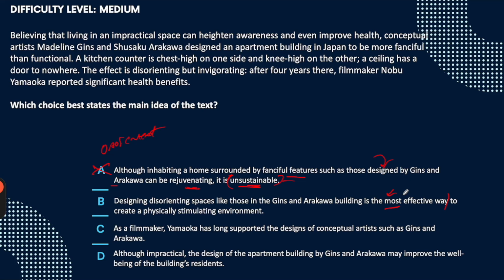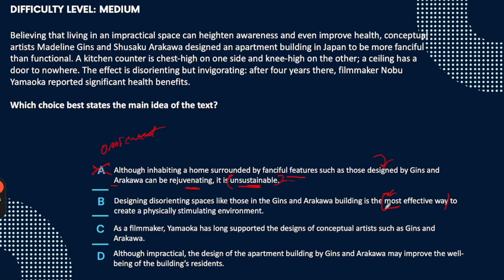Now, what is it saying? It's saying that this is the most effective way to create a physically stimulating environment. How do I know that this is the most effective way? What if there are more ways available, but it's not been discussed in the text?